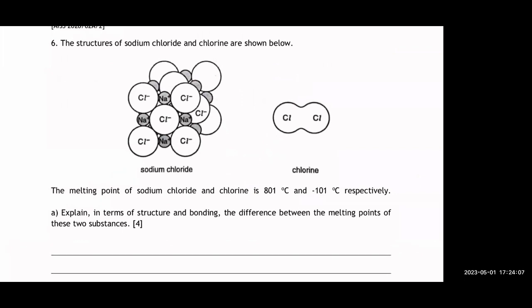So this one is actually similar to what we discussed earlier on. Why does sodium chloride have such a high melting point, 801, while chlorine is only negative 101? Super low. The explanation is structure and bonding. The question specifies structure and bonding, so we talk about both. What is the structure of sodium chloride first?